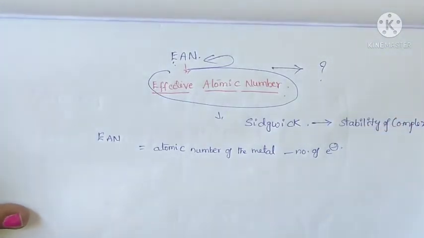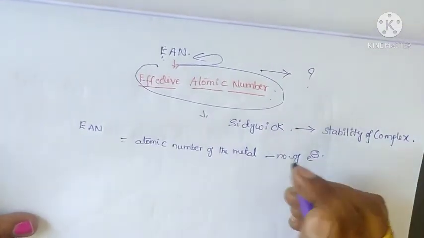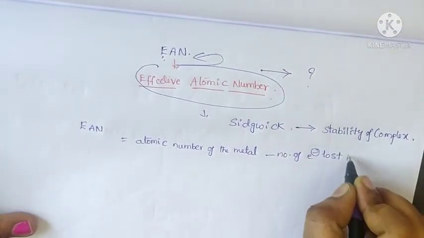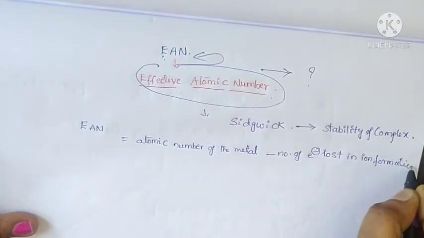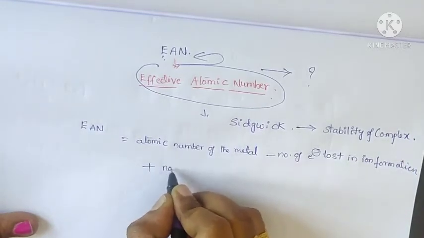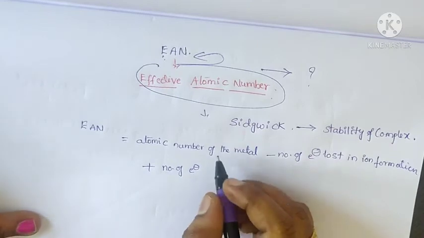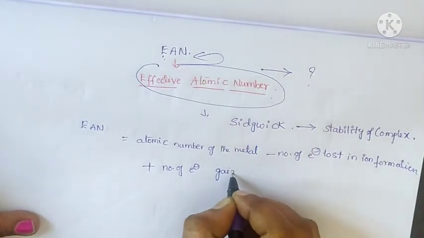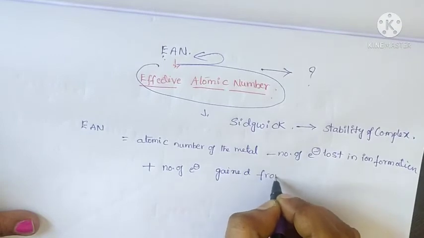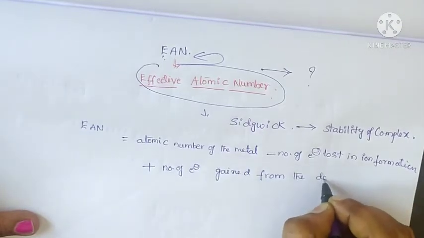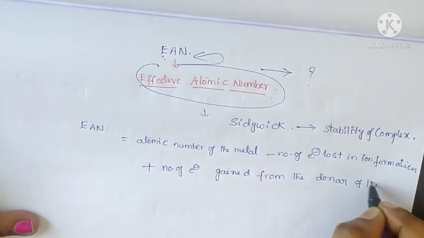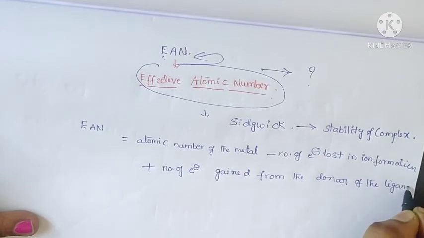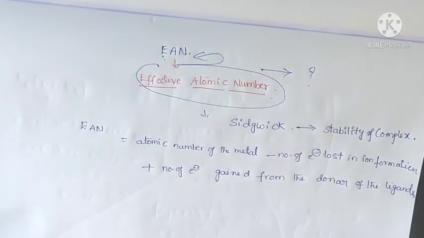The EAN values of the different metals in respective complexes are tabulated. That means EAN is the atomic number of the metal minus number of electrons lost in ion formation plus number of electrons gained from the donor atoms of the ligands.